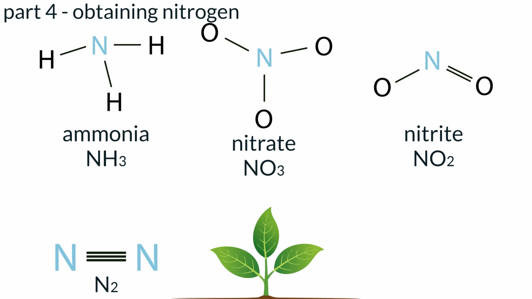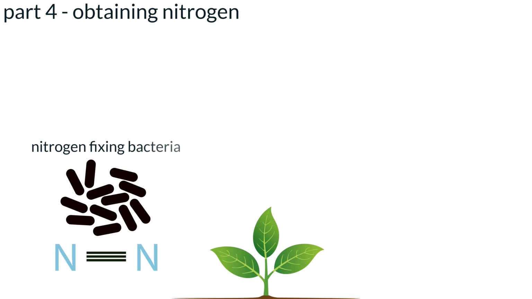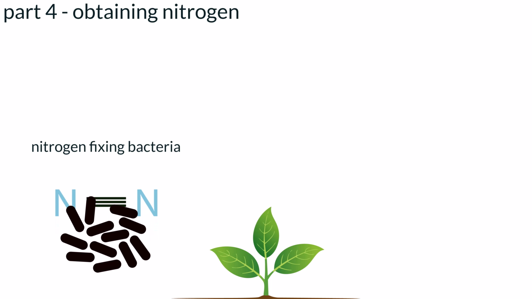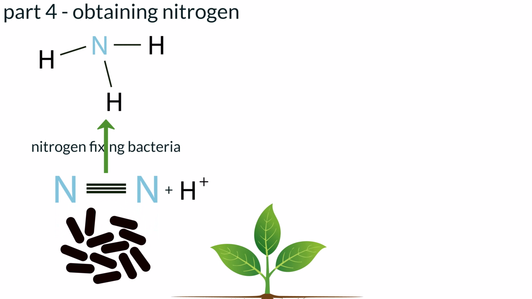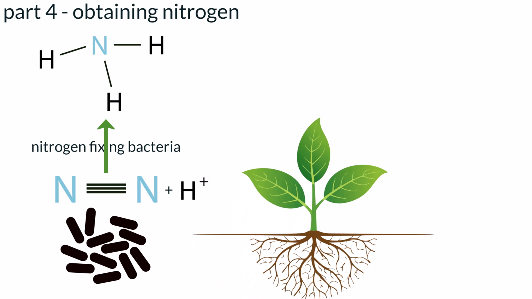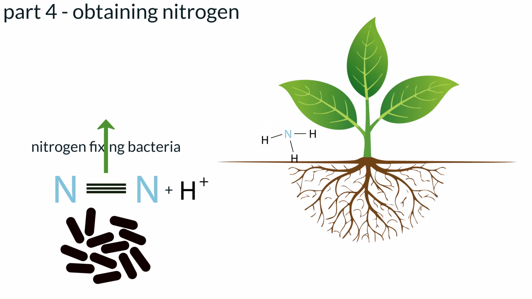Since plants cannot break down nitrogen gas in the atmosphere, they need a little help from nitrogen-fixing bacteria. These bacteria are found in many places, including lakes, rivers, oceans, and soil. Nitrogen-fixing bacteria are able to convert nitrogen gas into a molecule called ammonia, which has the formula NH3. Once the nitrogen has been fixed, plants can take up ammonia through their roots and use the nitrogen to make amino acids.